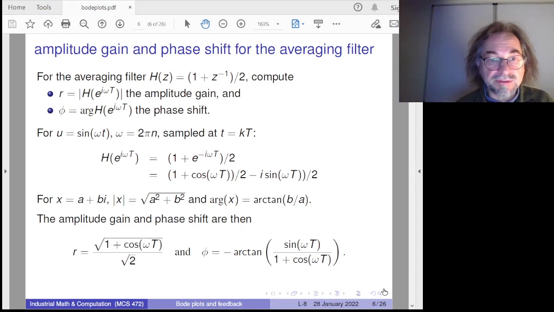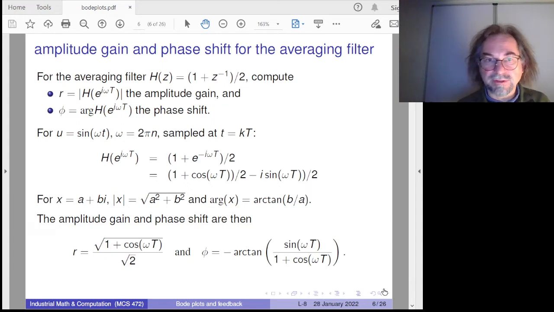So we have these two expressions now at the bottom of the slide. We can stare at them a little bit, but unless we know already what it is, it's actually not really that revealing yet what the averaging filter does.